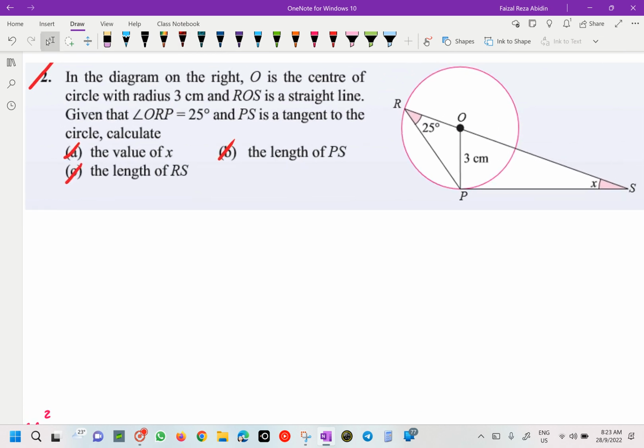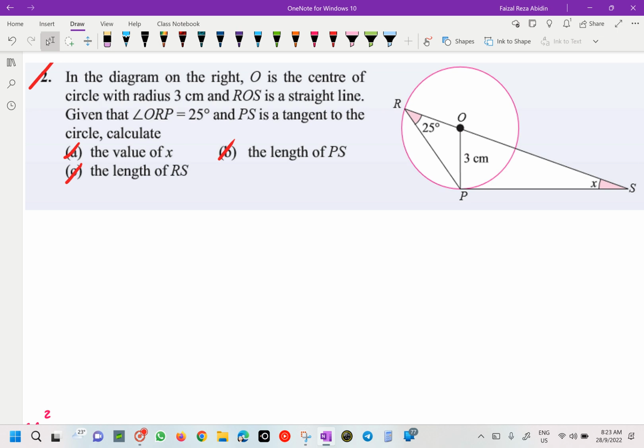Okay. In the diagram on the right, O is the center of the circle with radius of 3 centimeter, and ROS is a straight line. Given that the angle ORP is 25 degree, and PS is a tangent to this circle. Calculate the value of X.